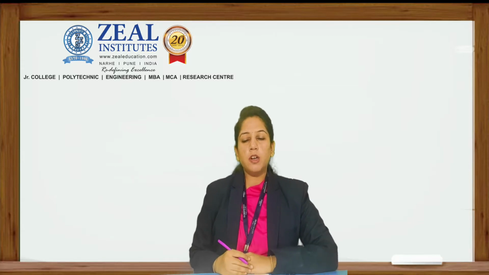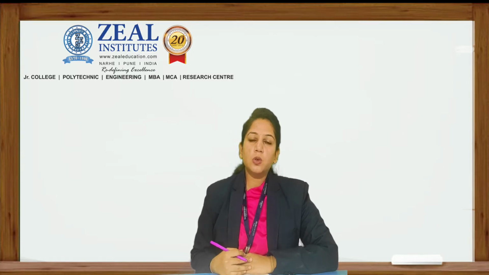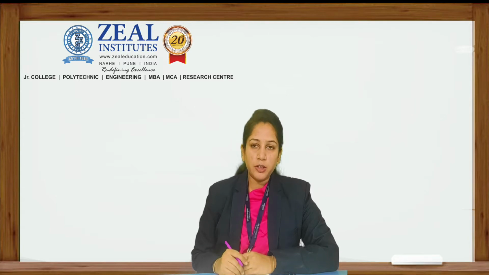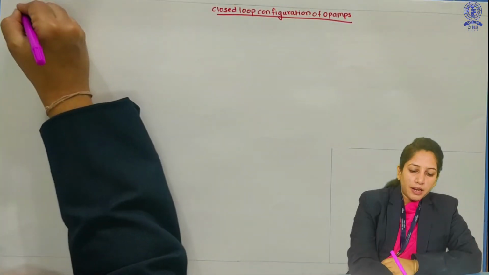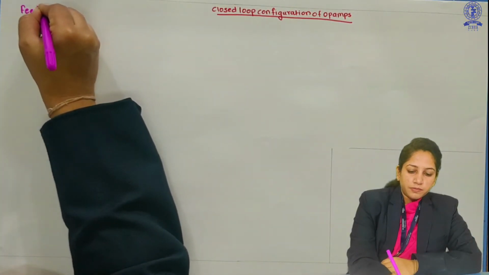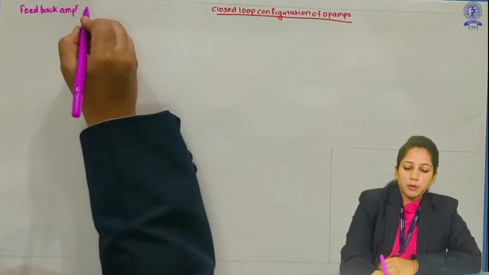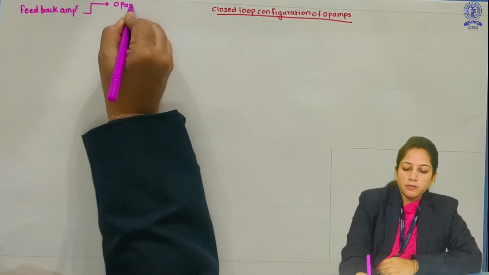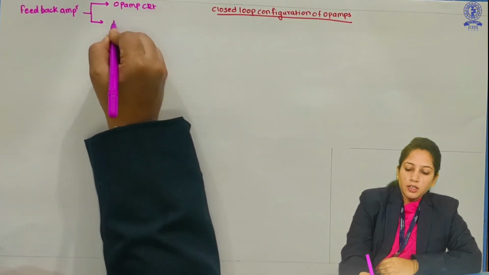First of all, we will understand what exactly the closed loop configuration is. Here, a closed loop is formed due to the feedback circuit between output and input, so this is also called a closed loop feedback amplifier. This feedback amplifier is divided into two blocks: first is the operational amplifier circuit, and another is the feedback circuit.